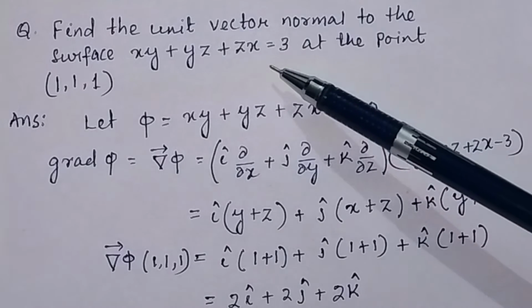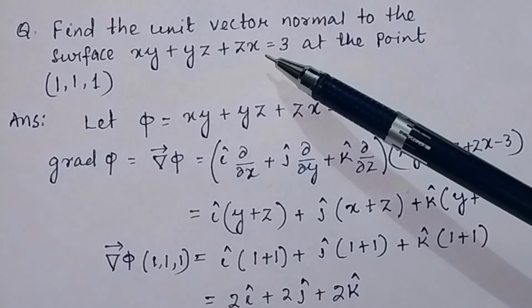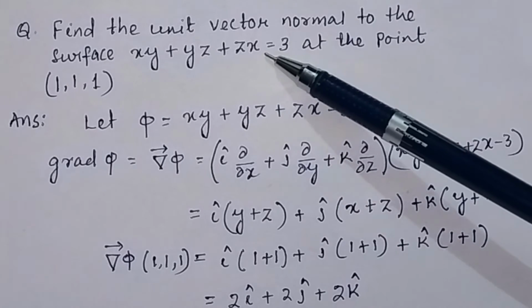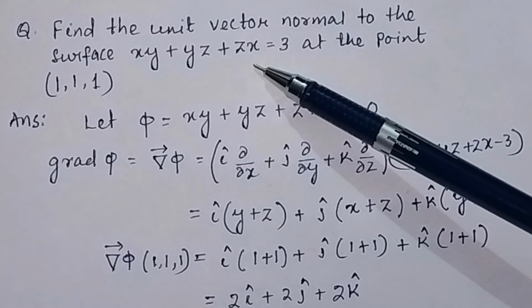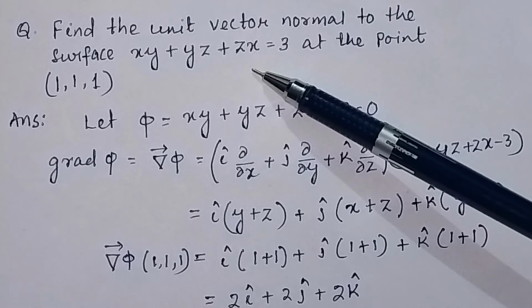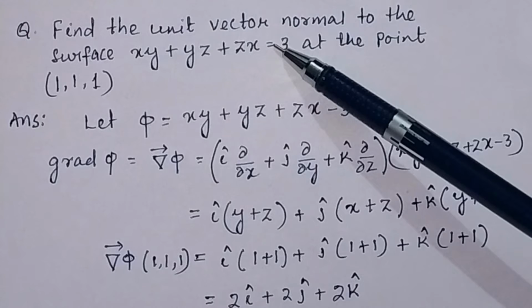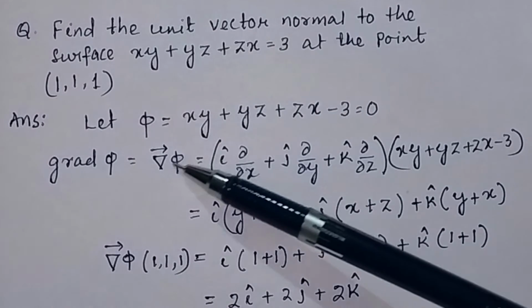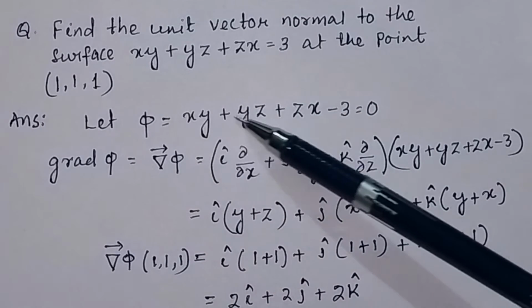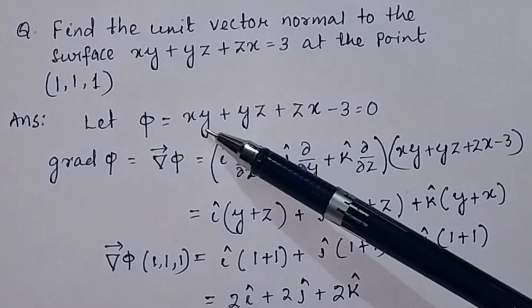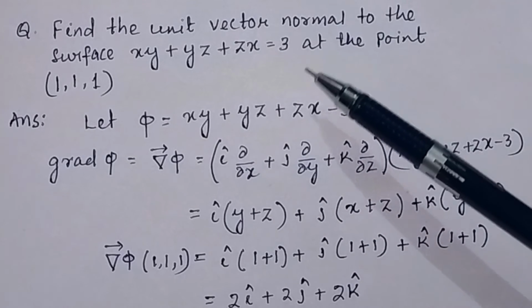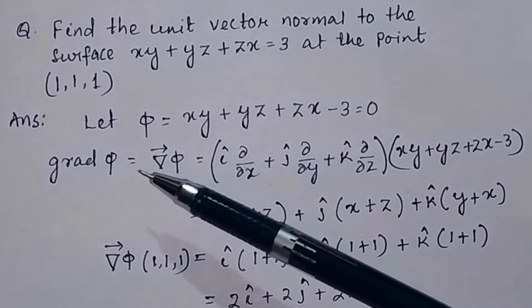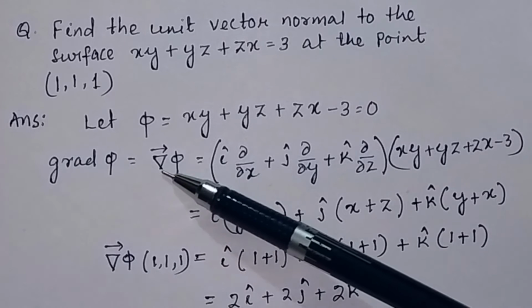And we have to find out the unit vector which is normal to the surface. First we will find out the vector normal to the surface, then we will find out the unit vector. To find the vector normal to the surface, we have to find out the gradient of the scalar function, because the gradient of the scalar function is normal to the surface.